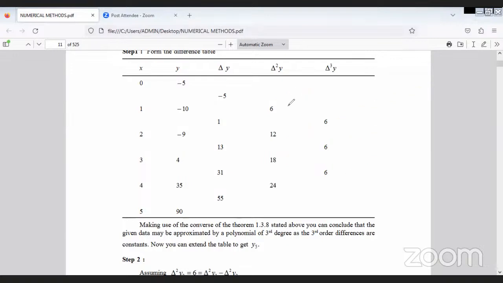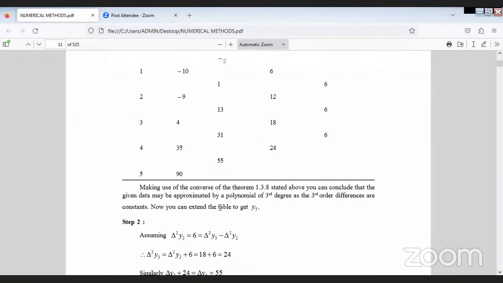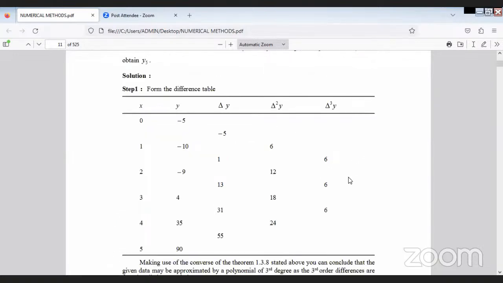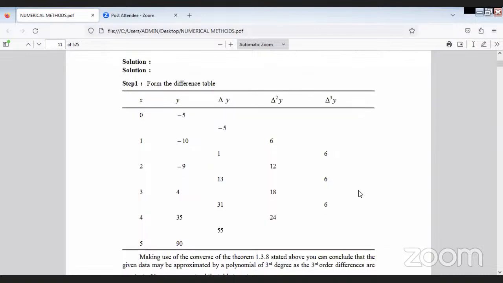So these are the values of the table. Making use of this, above you can conclude the data of the third order differences are constant in the table. Then again, del 4 y. What does del 4 y mean? 6 minus 6, 0. Del 5 y, that is also 0.